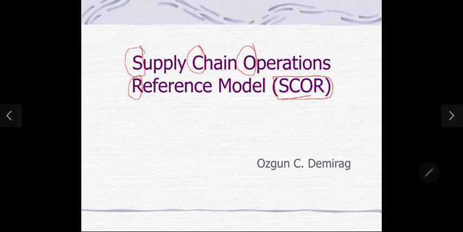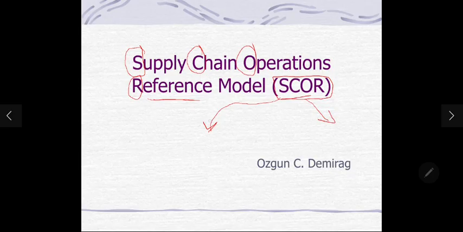And when we say it's a reference, it means it's a book that we can refer to or return to when we have a problem or something like that, if we need a clarification. It's not a book that we need to read. The SCOR model covers two main topics.